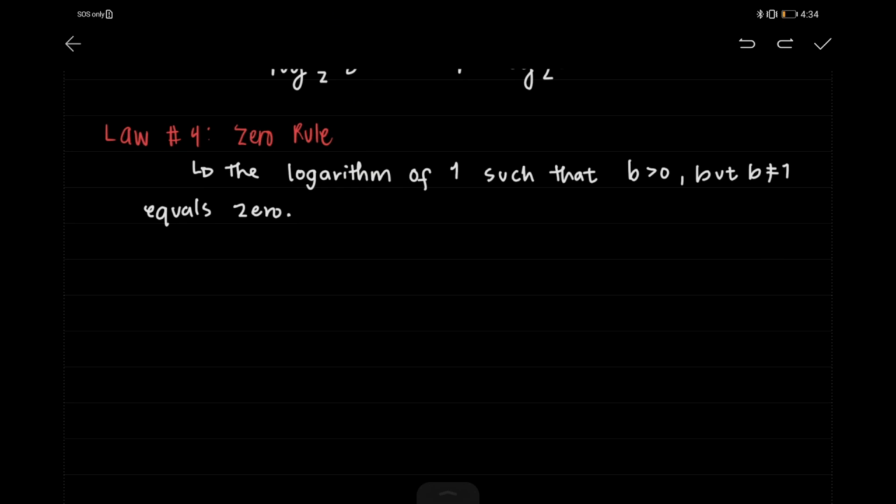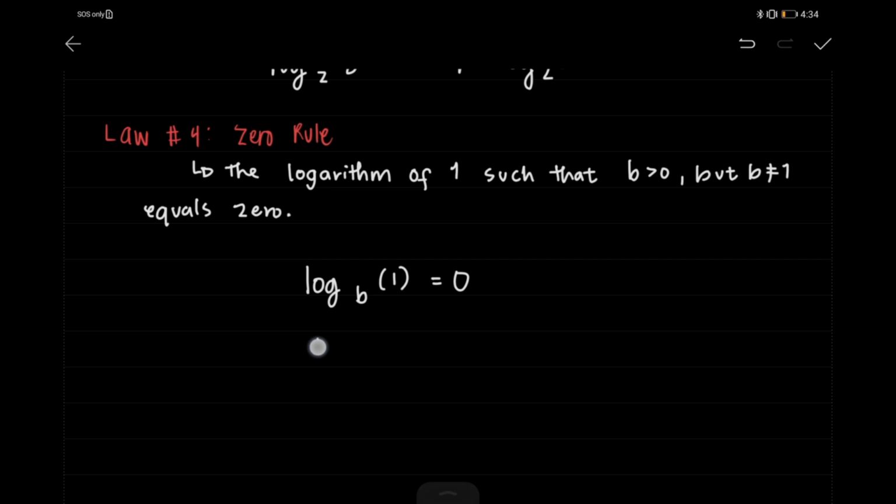The next law of logarithm, this is what we call the zero rule. Zero rule states that the logarithm of 1, such that b must be greater than 0 but b must not equal 1, is always equal to 0. Okay, so if we're going to illustrate this, we will have the logarithm of 1 to the base b is always equal to 0.